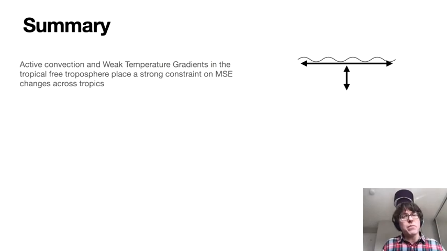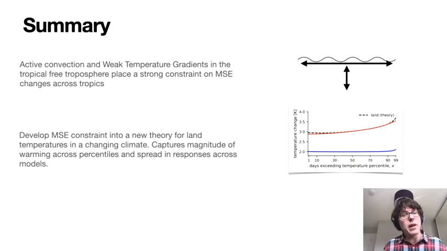Okay, so just to summarize, I've introduced a theory to understand the amplified warming of hot days relative to the average day over tropical land. This theory is based on the assumptions of active convection and weak temperature gradients in the tropical free troposphere. And these two assumptions combined place a strong constraint on changes in moist static energy. I use this constraint to develop a new theory for the land temperature response across all percentiles, and this does well at capturing the magnitude of the warming in models and also differences in the land temperature response across models. So there's some hope that this theory could be used to identify the processes leading to divergent land temperature responses across models and could provide motivation for making these projections of extreme temperatures in the tropics more reliable.